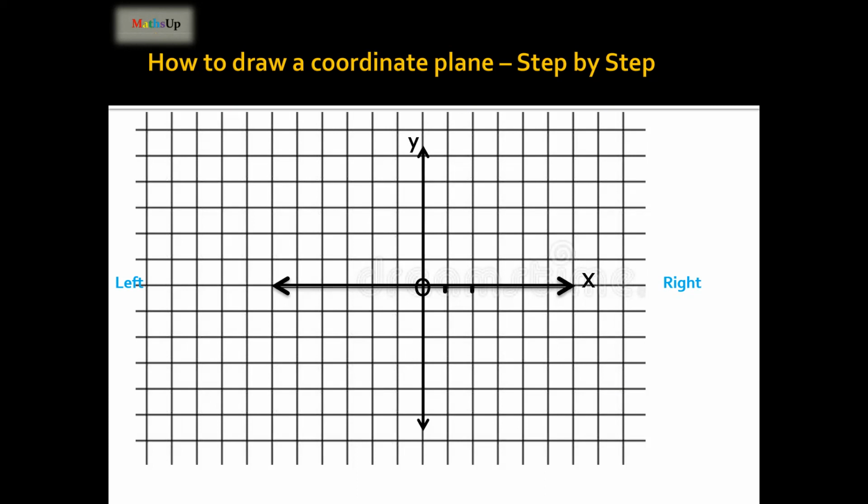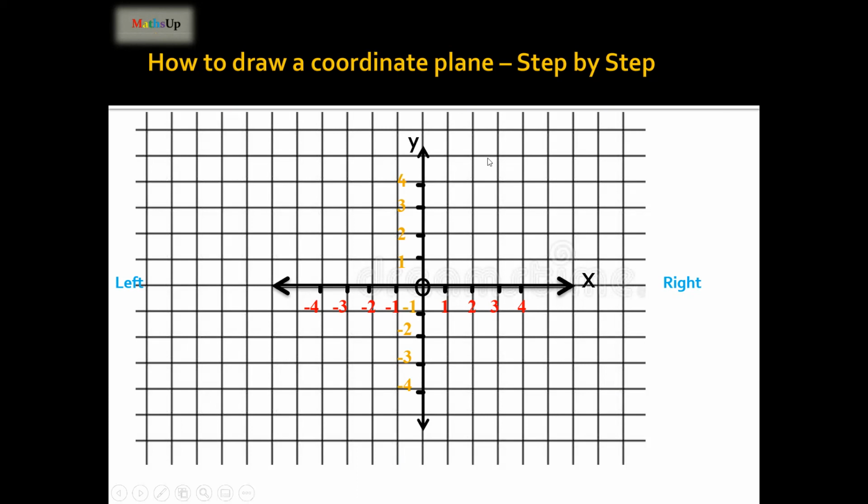Keep remember, number the lines, not the spaces. In an x-axis, positive goes to the right and negative goes to the left. And in y-axis, positive goes up and negative goes down. So in that way, you can scale the coordinate plane. So this is how we can draw a coordinate plane correctly.